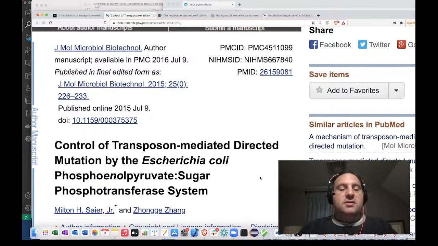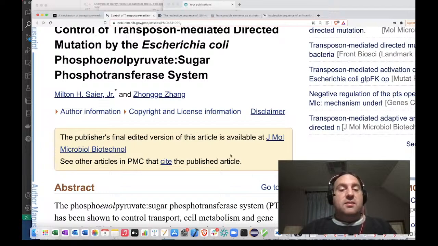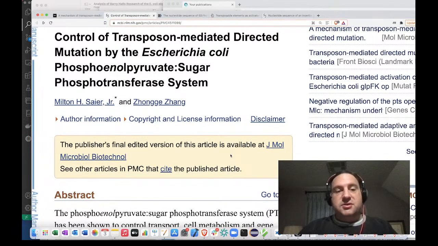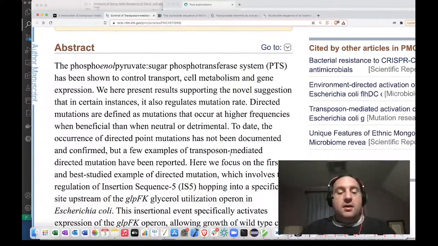So here is a specific instance of a jumping gene that is controlled by selection pressures. You will get the insertion sequence if the selection pressure occurs in the way that it matches, and you will not get it if it doesn't. So this is, let me see if I can pronounce this right, the phosphoenolpyruvate sugar phosphotransferase system.